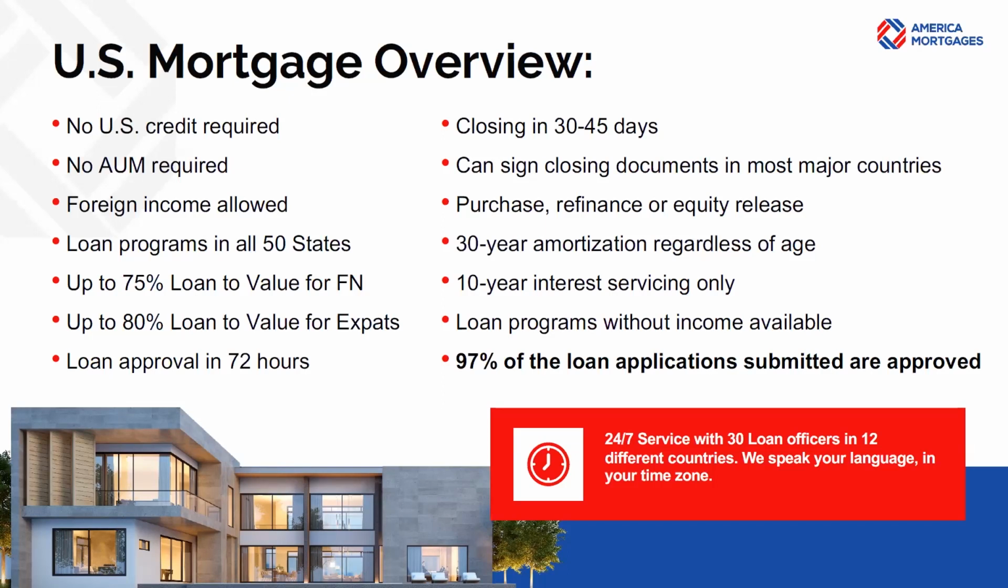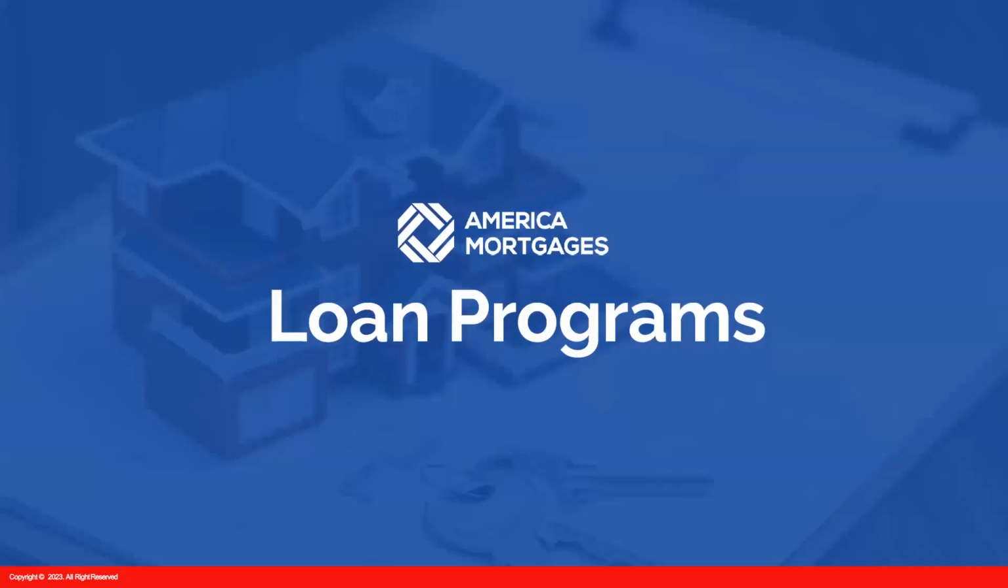And then the one thing that we're very proud of here at American Mortgages, 97% of the loan applications that are submitted are approved. And we're truly 24/7. You contact us on our website, americanmortgages.com. You click on our website if you want to have a chat at 2 o'clock in the morning, there's someone there for you to chat about U.S. real estate. Let's look at our loan program, shall we?